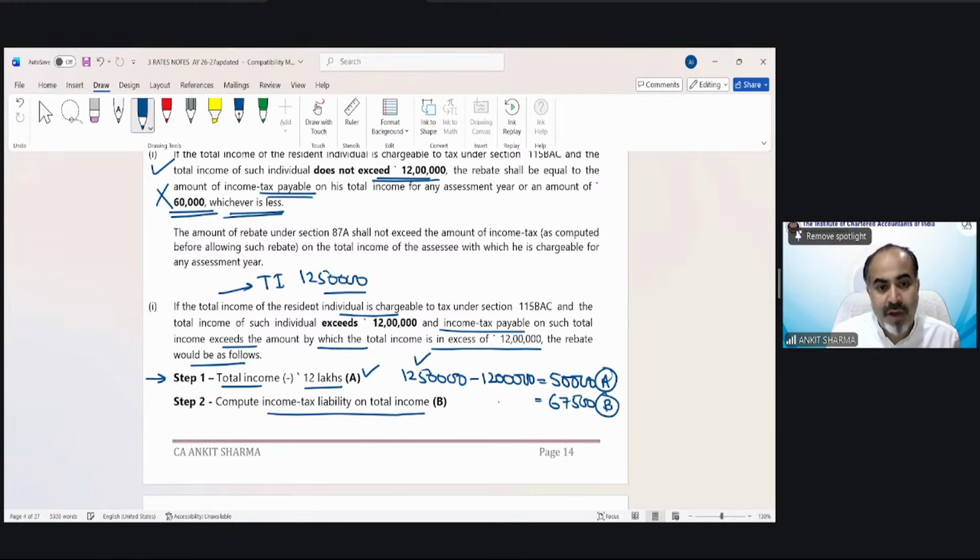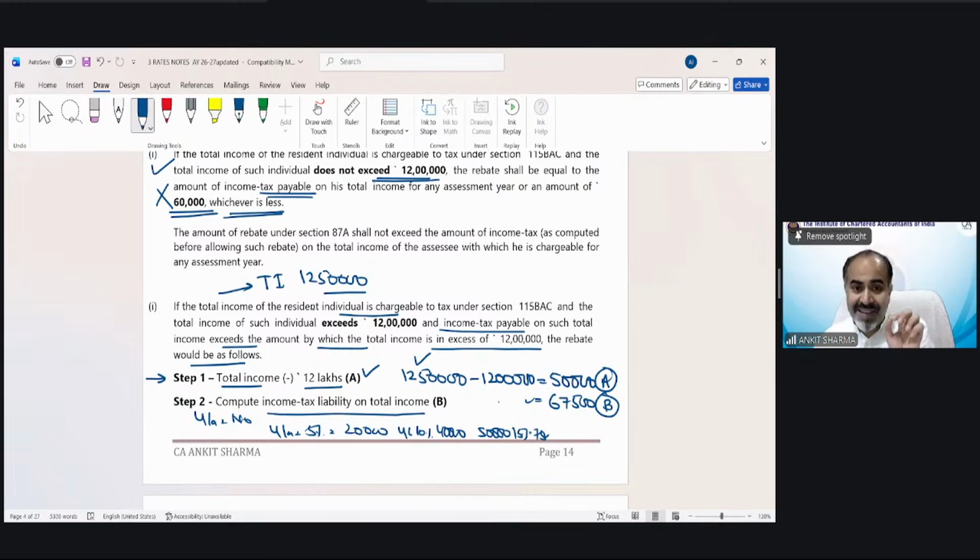Like, up to 4 lakh rupees, the first 4 lakh rupees, no tax. Next 4 lakh rupees, 5%, that means 20,000. Next 4 lakh rupees, 10%, that means 40,000. Then the balance of 50,000 is left, up to 12 lakh is this one. The balance is going to be taxed at 15%, 7,500. So total tax would be 67,500.